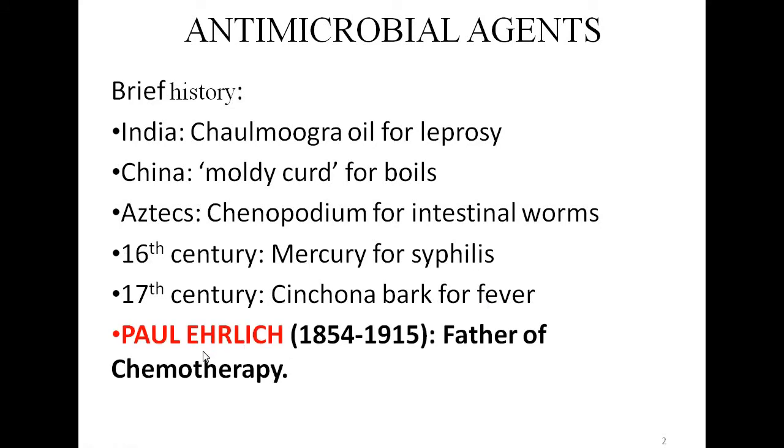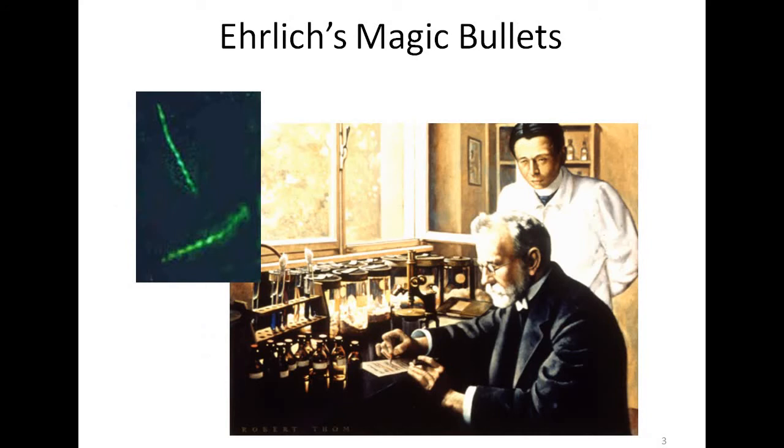The German immunologist, pharmacologist, microbiologist Paul Ehrlich is called the father of chemotherapy. This is a usual question in the viva. Who is called the father of chemotherapy? It is the German pharmacologist Paul Ehrlich. This picture shows Ehrlich with his Japanese assistant Shiga, after whom Shigella is named. Paul Ehrlich coined the term magic bullets, referring to chemicals which will be active only against microorganisms without harming or injuring the host.